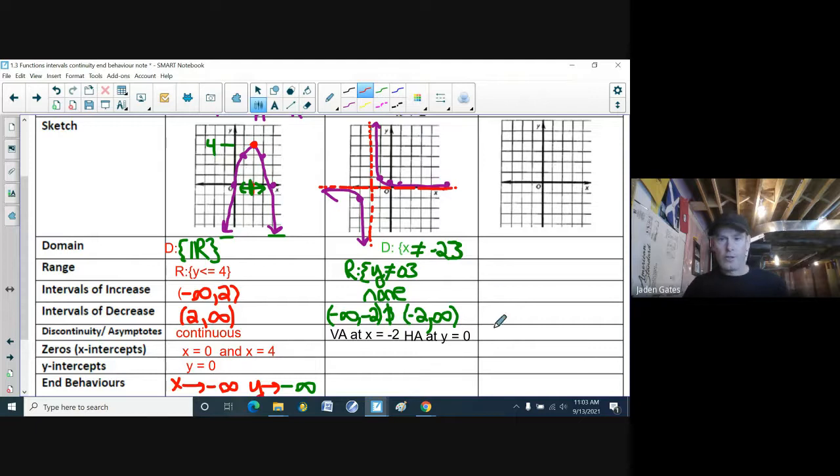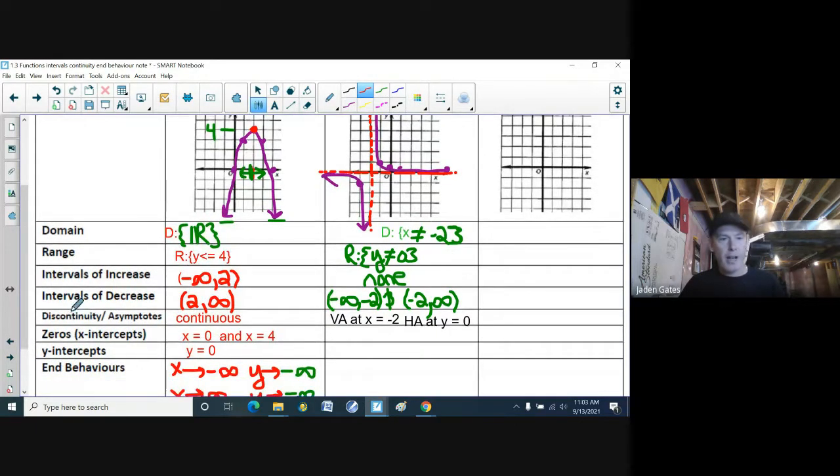There we go. So there's two asymptotes, which means we have discontinuity. Because again, discontinuity refers, and I could write that in, but I don't have enough space. Anytime you have an asymptote, you are discontinuous. And again, that refers to the fact that I cannot draw this graph without lifting my pen up.